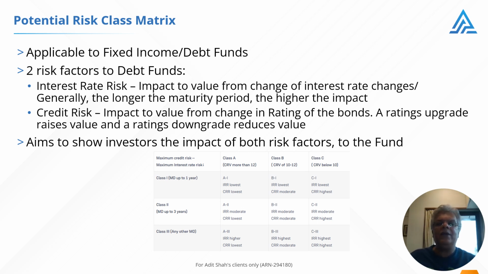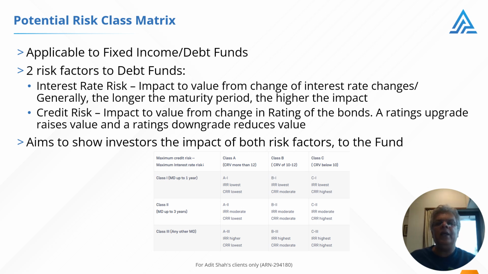The second risk factor that impacts fixed income or debt funds is credit risk. We discussed ratings previously, and when the rating of a bond goes up, so does its value. When a rating is dropped, the value trends downwards. Fund managers try and make profits on expected rises because of a rating to a bond.